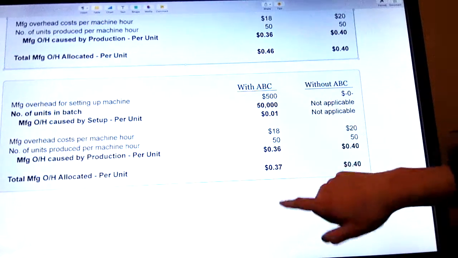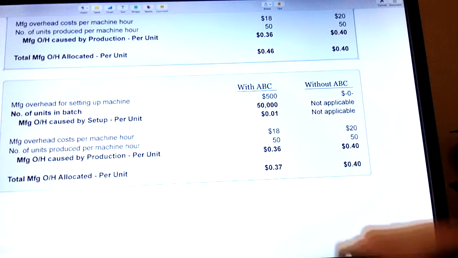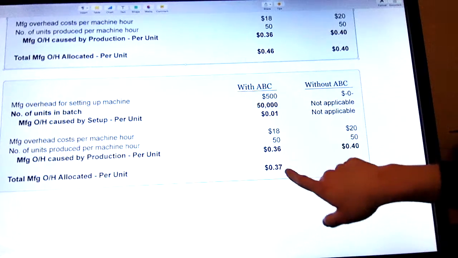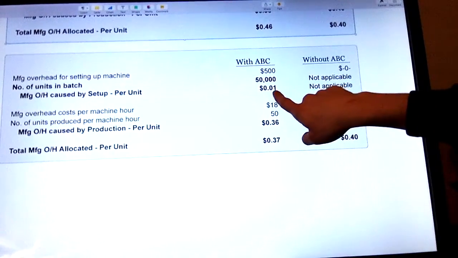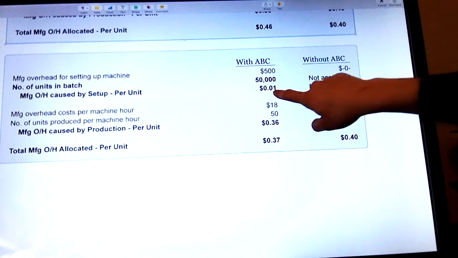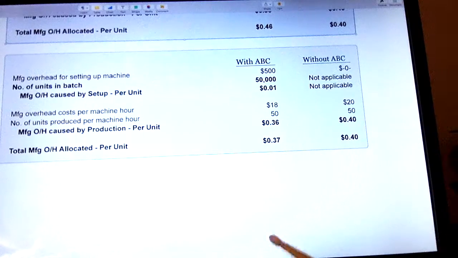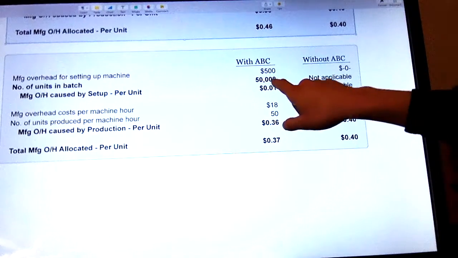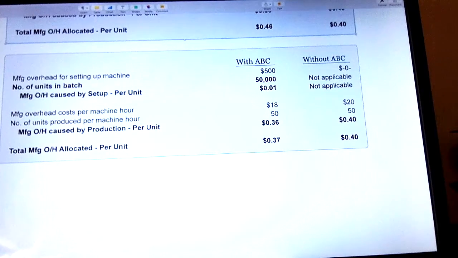See here we are using a larger number of units in the batch. So obviously it's going to be 1 cent here, and we're only going to allocate that 1 cent down here. So the amount allocated per unit is going to be a lot less because we're producing more. So here you're going to be able to recognize that you can make more profit in the deal.